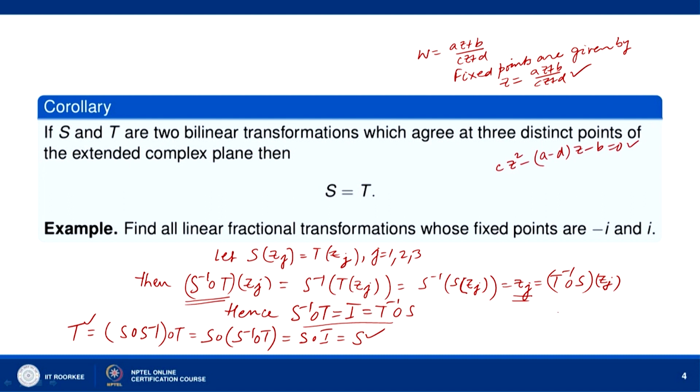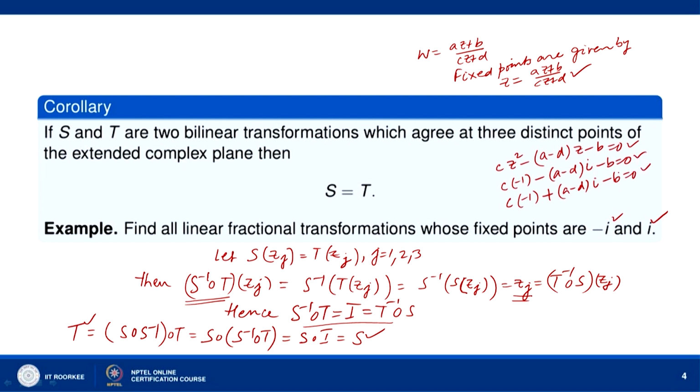Now, if the fixed points are i and minus i, they must satisfy this equation. So let us put them here. First put i. When you put i here, c i square means minus c, minus (a minus d) into i, minus b equal to 0. Now let us put minus i. We get minus i whole square is i square, so again minus c, and minus i we put here, so we get plus (a minus d) into i, minus b equal to 0. So let us solve these two equations.